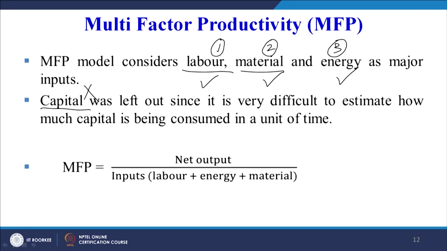So the multi-factor productivity can be calculated as the net output, which remains the same as in the previous measures, but the inputs are labor, energy and material. Here three inputs are considered, whereas in the previous productivity measure we considered two inputs only, that is the labor input and the capital input.